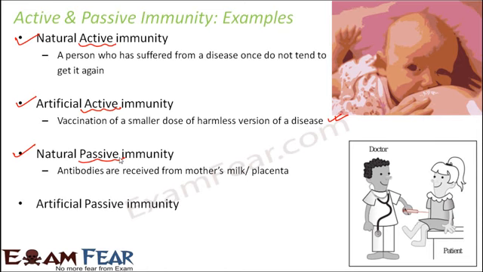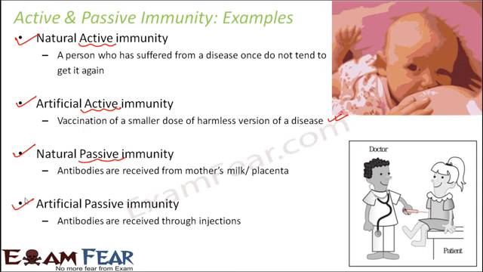Now we are left with artificial passive immunity. So this is like forcefully injecting ready-made antibodies into the body. So antibodies are received through injections. Now let us take the example of rabies, that is the dog bite. So when a dog bites somebody, what happens? Do you have enough time? When the dog bites a person, that toxin or that poison or the antigen is introduced inside the body.